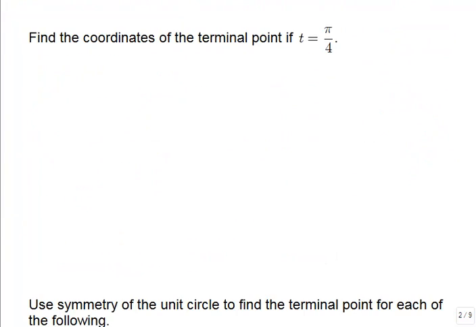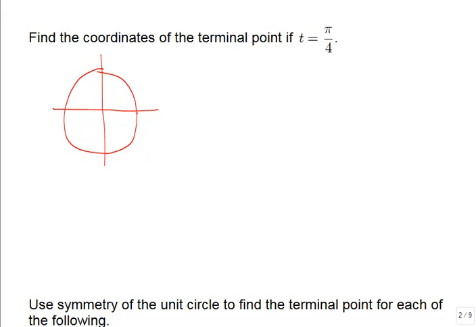Now we're going to examine what happens for specific terminal points, and there are several here that you're going to need to memorize. The first common value for t that you're going to want to have memorized is when t is pi over 4. So let's draw a picture for what this would look like.